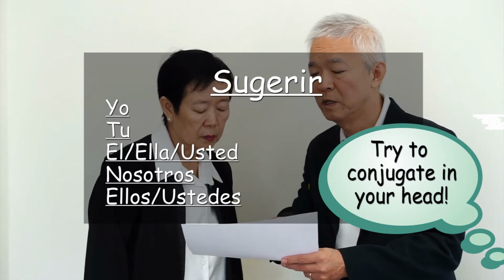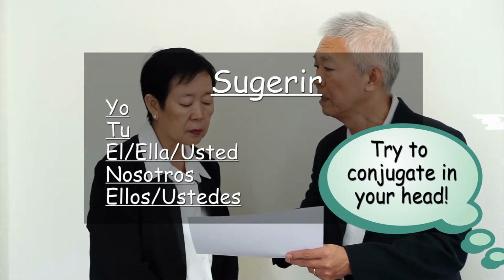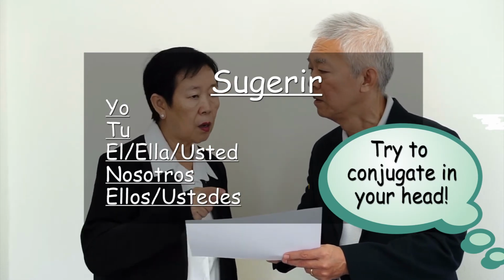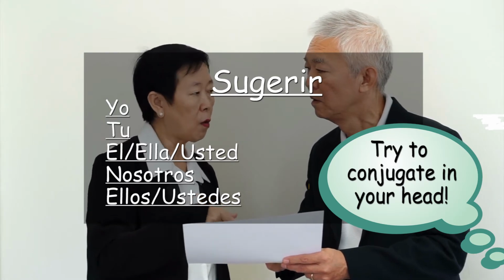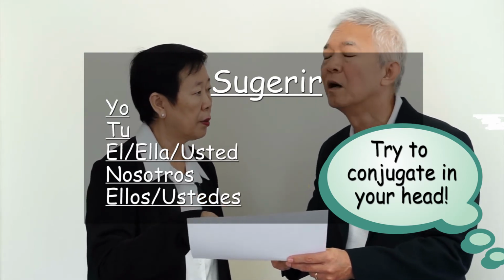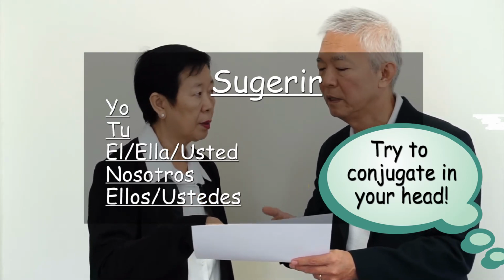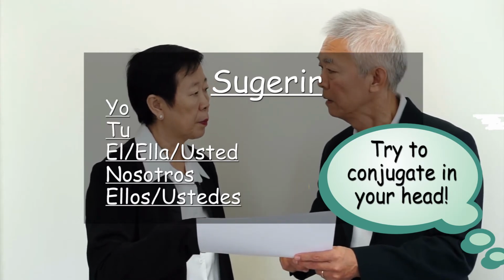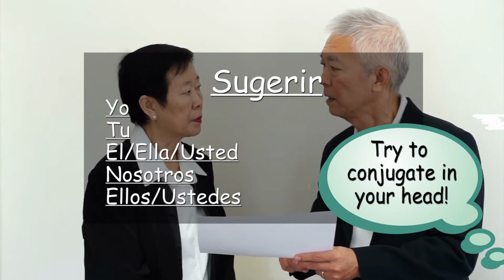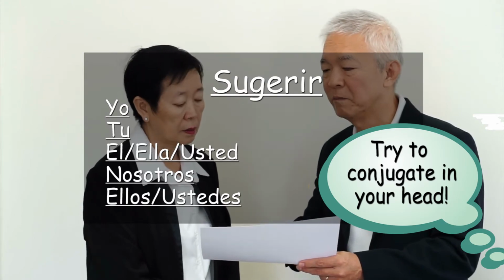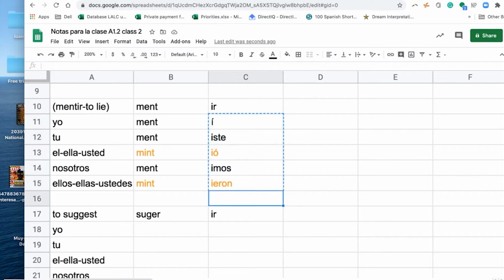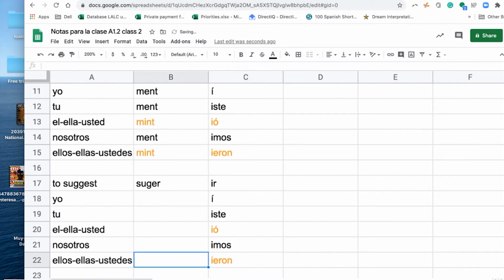So sugerir. Okay, I would rather you do it in your head right now, even though we are in a video and you're not in front of me, but if you can do it in your head, or at least, it will be even better if you write it down while you do it with me. So, sugerir. So let's put the ending. The ending is gonna be the same because it ends in IR. So í, iste, ió, imos, ieron. So yo doesn't change.